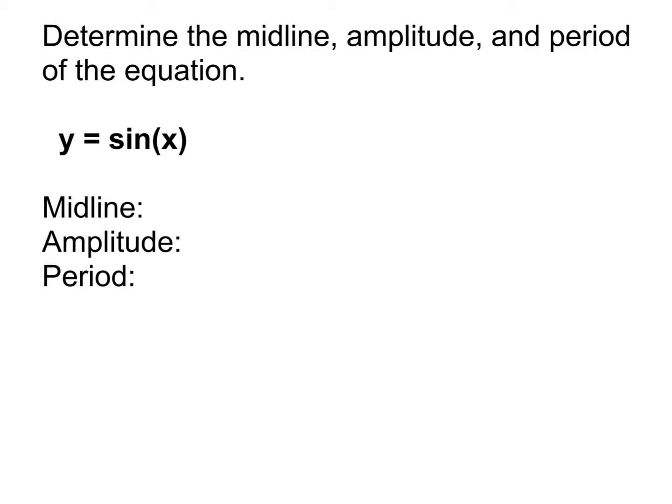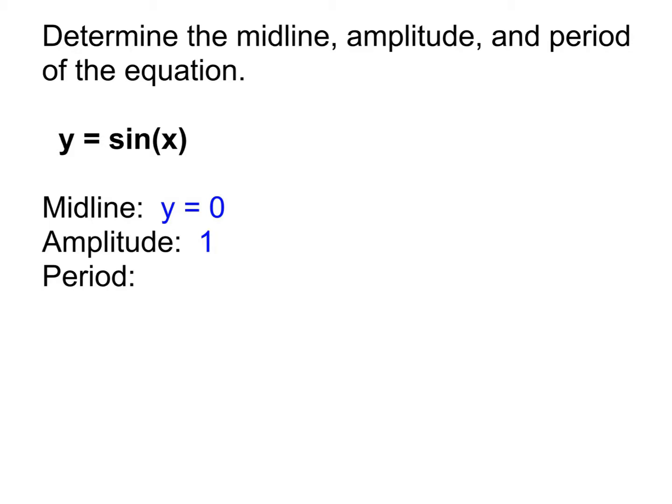The midline for sine of x is at 0. So it's going to be y equals 0 for that first part. The amplitude is 1 because by default, our midline and our amplitude are those values. Now, what is it by default, though, for the period?